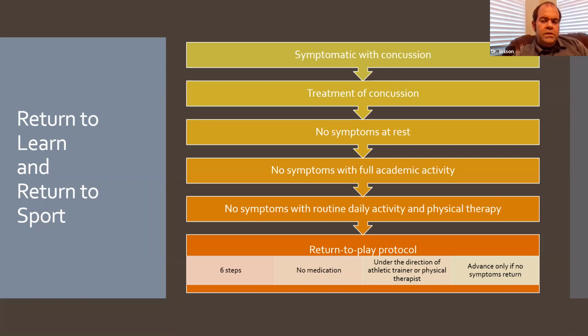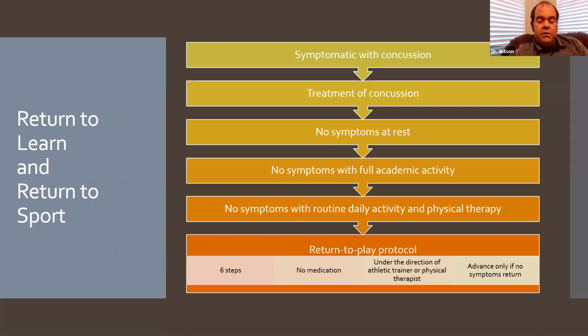And what we want to see is the patient to become free of symptoms at rest first. They may still have some symptoms when they get up and move around and walk around, or when they're reading or studying, but we want them to be free of symptoms at rest. And then we want them to be able to be involved in full academic activity without symptoms. We want them to be able to read, to study, to look at a computer, to attend class, take notes, take tests, and do everything they need to academically.